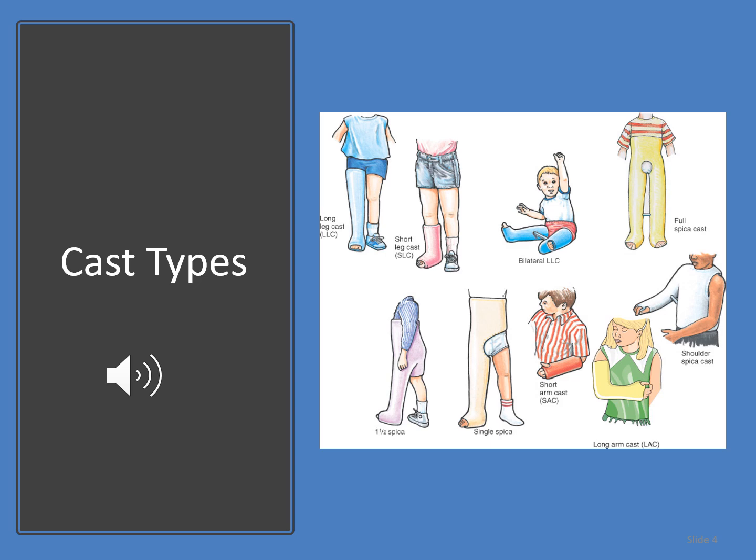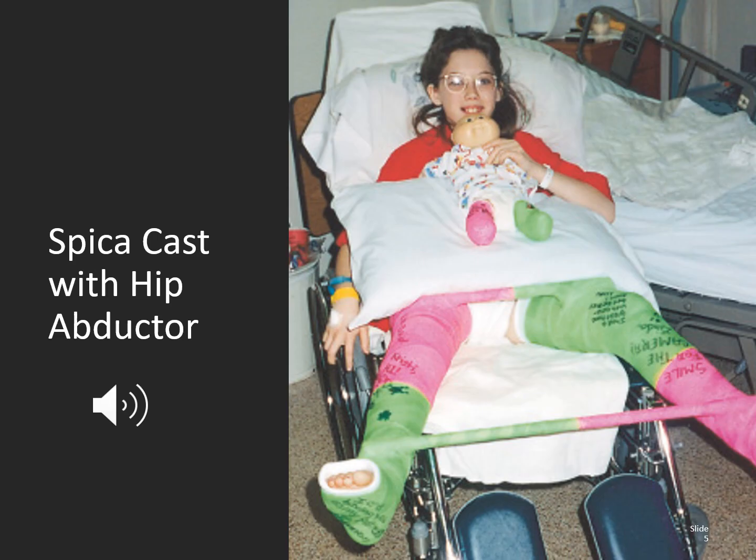with a bunch of pillows and let them just roll around. That's not safe. So there are some other modifications that we do have to take oftentimes with these casts. So this is just an example of a spica cast with hip abductors, those bars I was talking about.